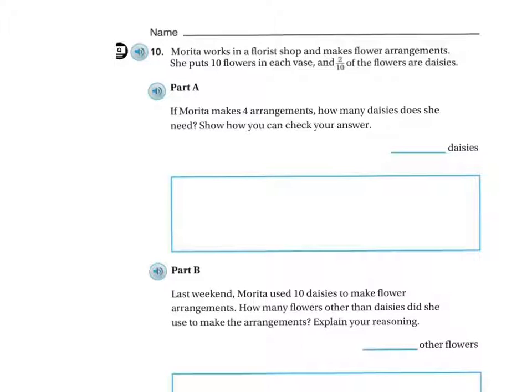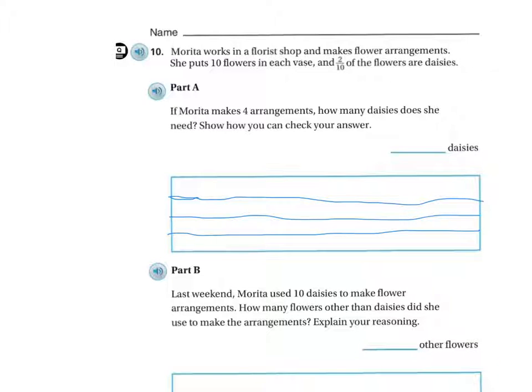So for one arrangement, there we go. Since we know we need 4 arrangements, let's divide this into 4 equal parts with 3 lines. So 1, 2, 3. There's our picture. And we know that for each of these, we're going to need 10 flowers. So 10, 10, 10, and 10.